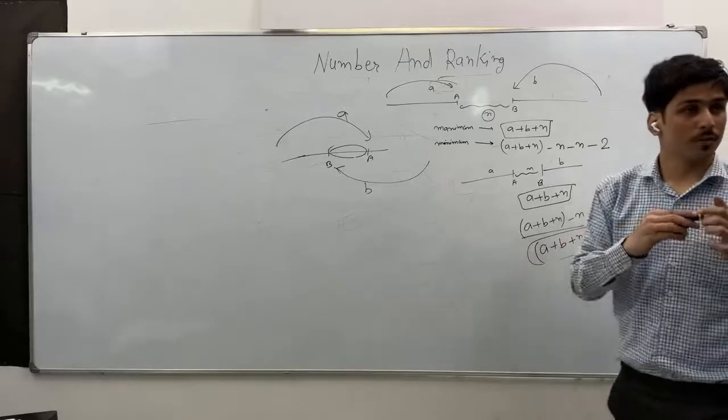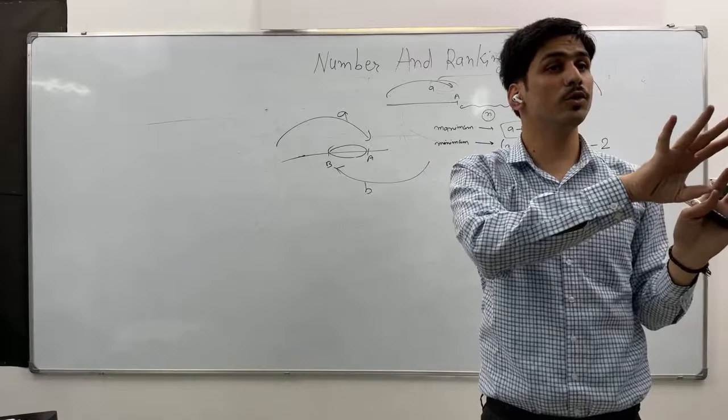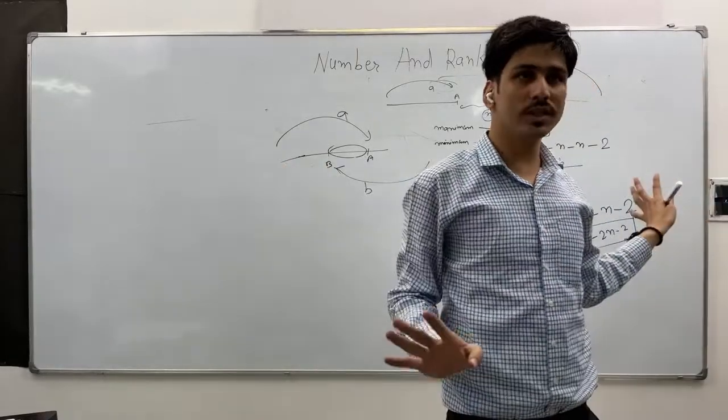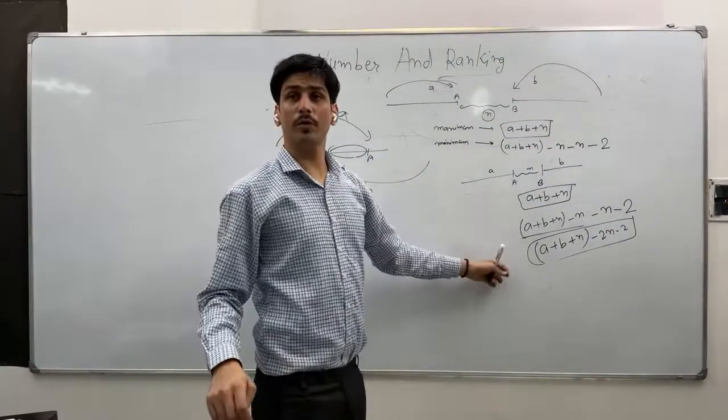So what you do is, first of all you add both. First of all you find the case of maximum, minus, then you subtract twice the number of students, minus 2. This one is clear. We'll take an example, then it will be clear. This one is clear to everyone.